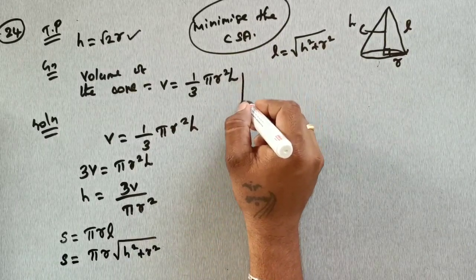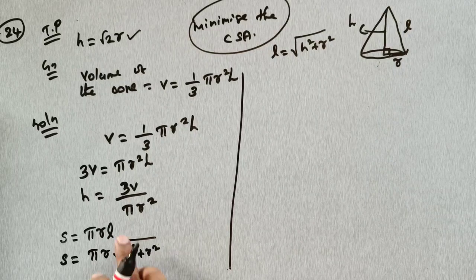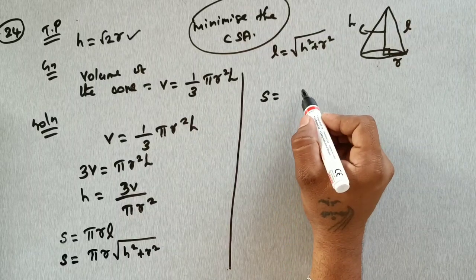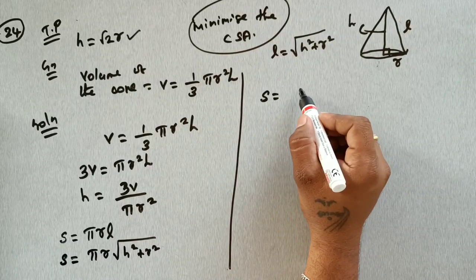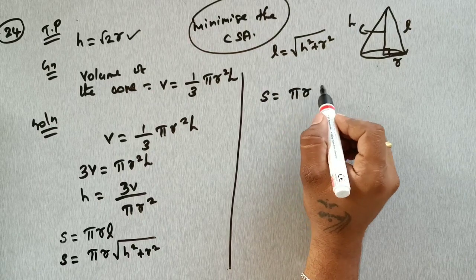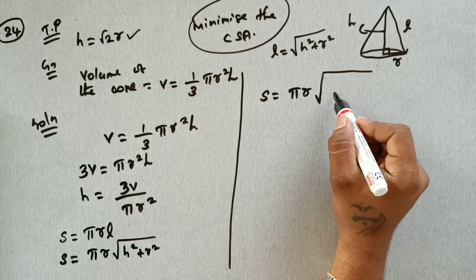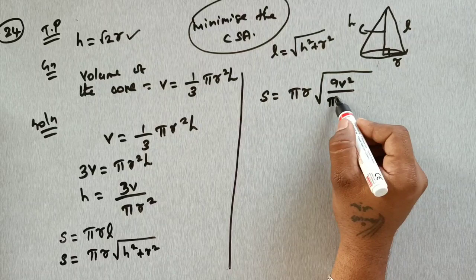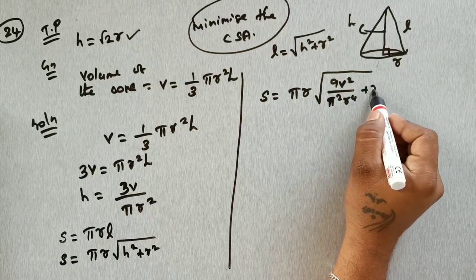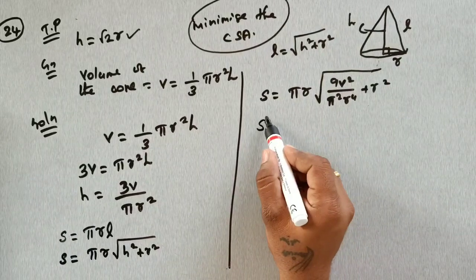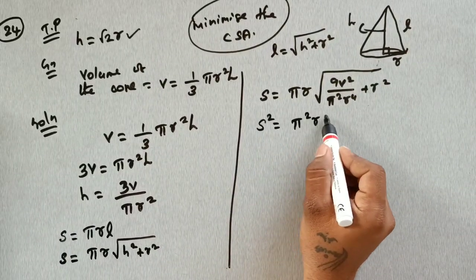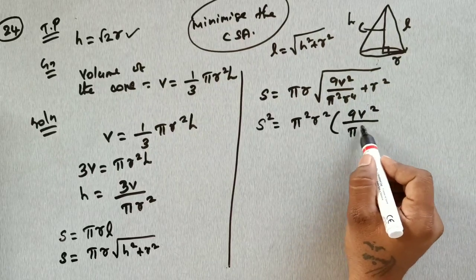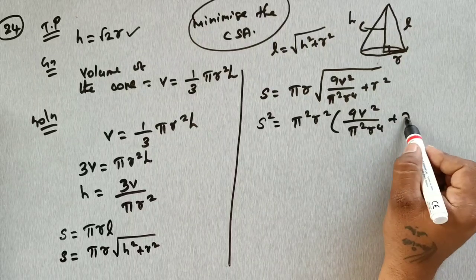In the root of h square plus r square, I have the value of h, so squaring it I will get h square. So the surface area S equals, substituting the value, pi into r into root of 9 v square divided by pi square r power 4, plus r square. So let us find S square now.